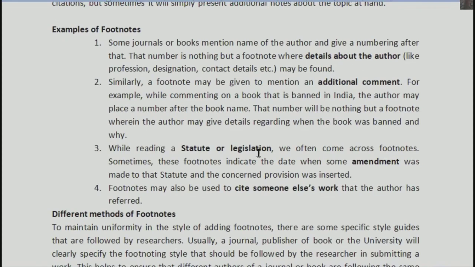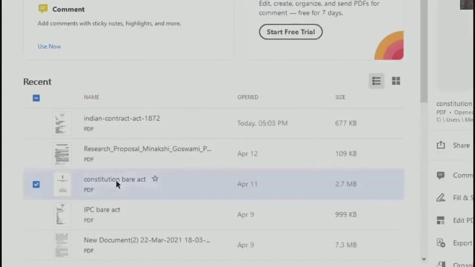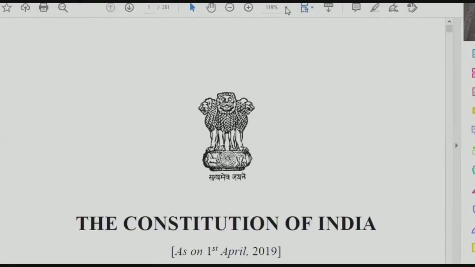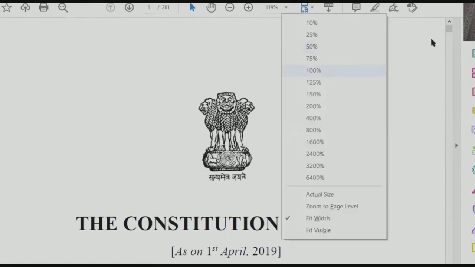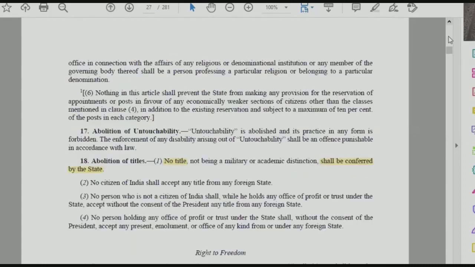Next one is while reading a statute or a legislation. That means I am reading a legislation or an act. At that time, often we come across footnotes. Sometimes these footnotes indicate the date when some amendment was made to the statute and the concerned provision was inserted. This is mostly common with regard to the Constitution. Right? If we are going through a legislation, sometimes we will come across footnotes which are given in that legislation. Now, what are these footnotes?